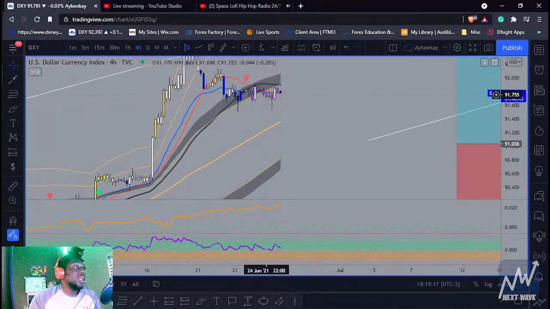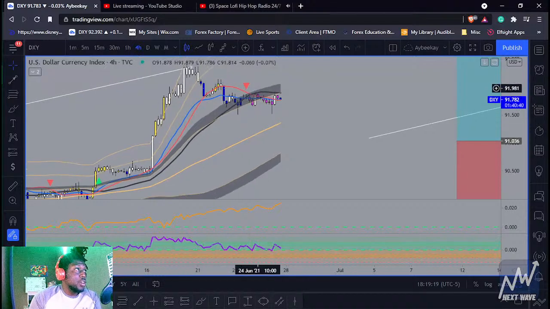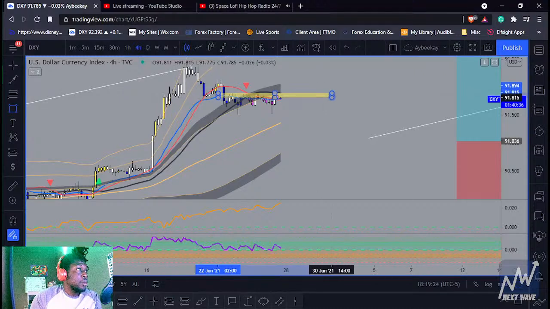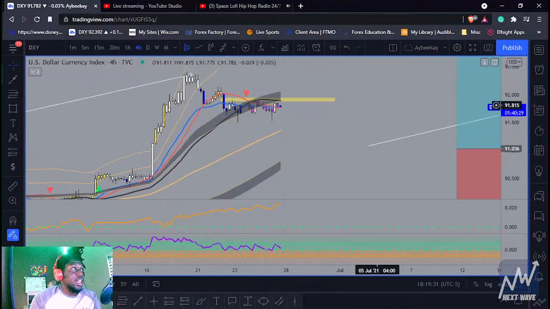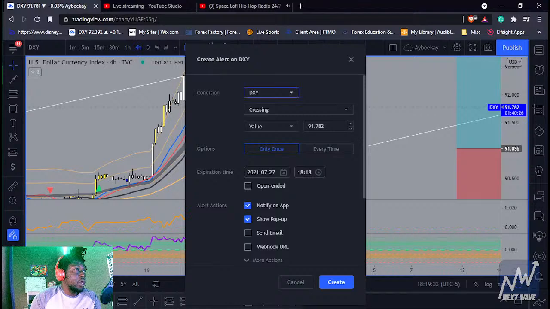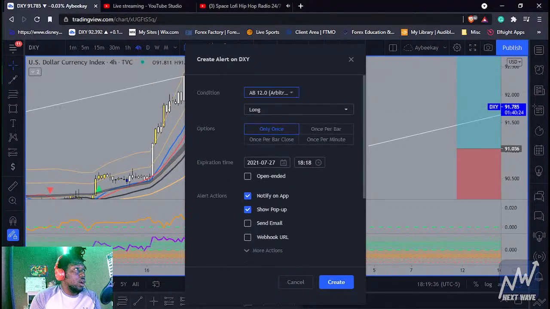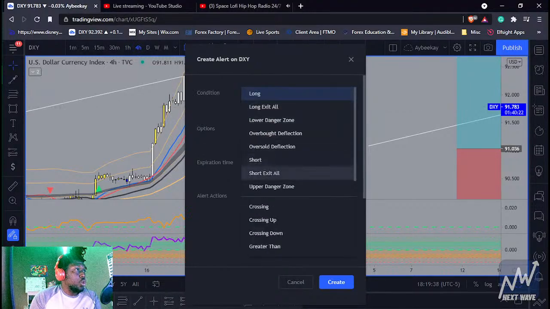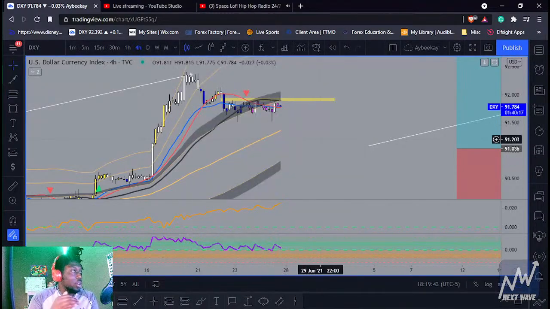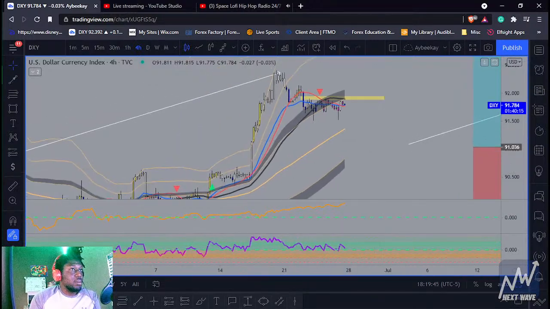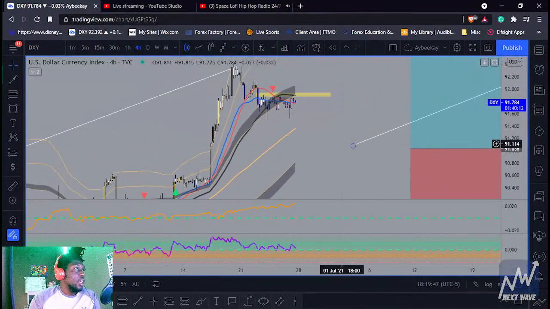And usually what I say is as long as price is under this RSI line, I'm looking for price to push to the downside. And whenever I get that alert, I'm going to go ahead and set arbitrage short exit all. Once I get that, I'm not even going to wait for the candle to close. Once I get that alert, that's going to be a sign that maybe I'm going to want to get out of this trade for now, you know?